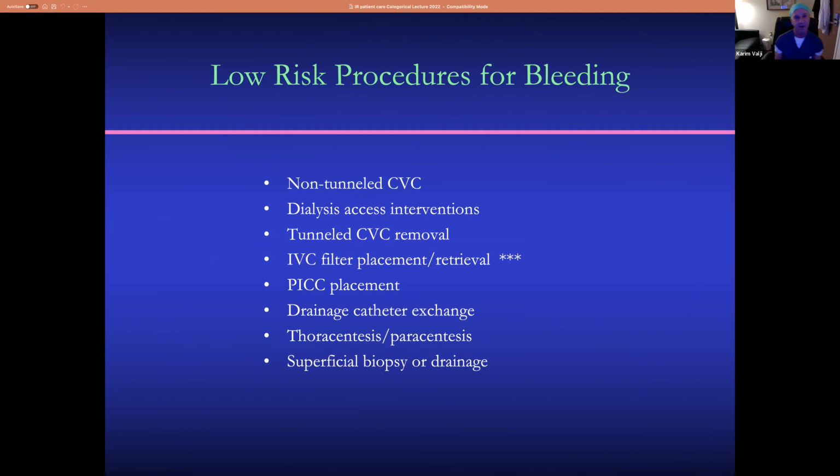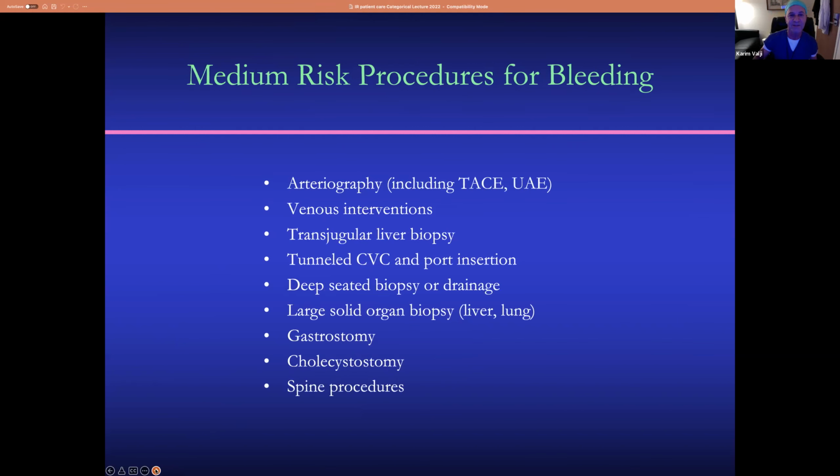So the way SIR works, the Society of Interventional Radiology has divided the main IR procedures into 3 categories: low risk, medium risk, and high risk, to determine what you need to check and what you need to do. Low risk are things like putting in an IVC filter, tunneled catheter removal, non-tunneled CVCs, thoras and paras, and so on. Medium risk procedures are most of the things we do.